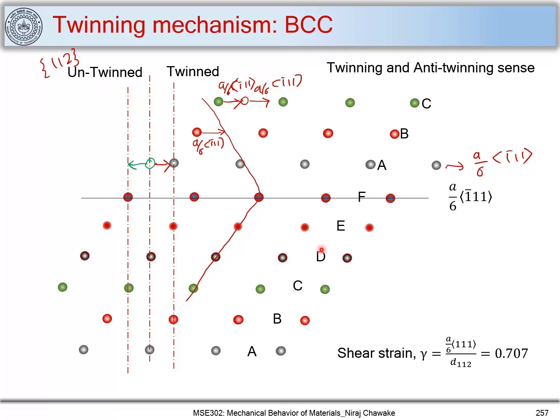So we have seen the shear strain which can be accommodated, whether it's an FCC material or a BCC material, when plastic deformation is occurring because of the twinning mechanism. You can see that the shear strain is very high, which is 0.707, and which is much higher than the elastic strain developed in a material.